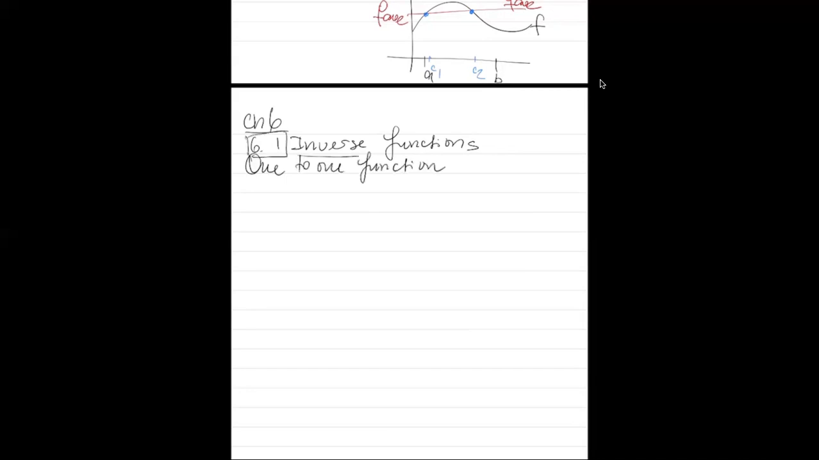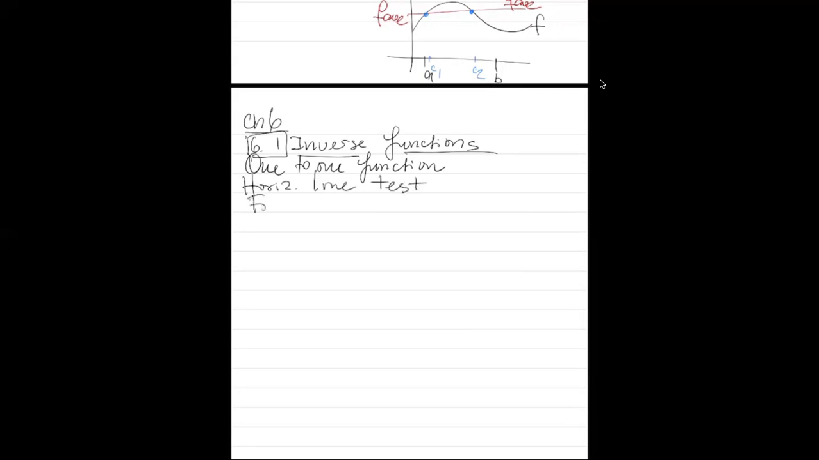And then chapter 6, we talked about inverse functions. It was mainly review. We reviewed one-to-one functions. A one-to-one function is a function whose inverse is also a function. So we want to work with one-to-one functions because the inverses will be functions. So how do we recognize them? Well, we do the horizontal line test to test if the function is one-to-one.